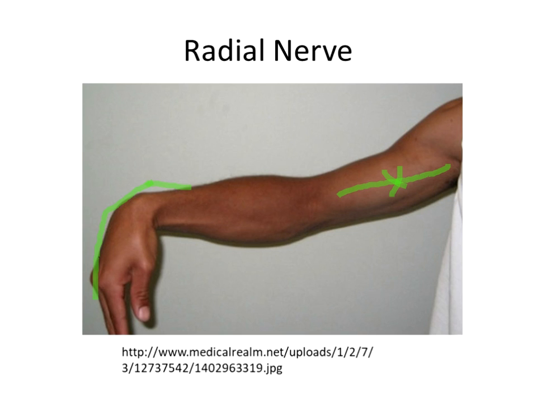Higher up in its course, at the level of the axilla, the nerve is also susceptible to compression. For example, with poorly placed crutches, or in the infamous Saturday night palsy, in which an intoxicated person falls asleep with their arm hanging over the back of a chair.